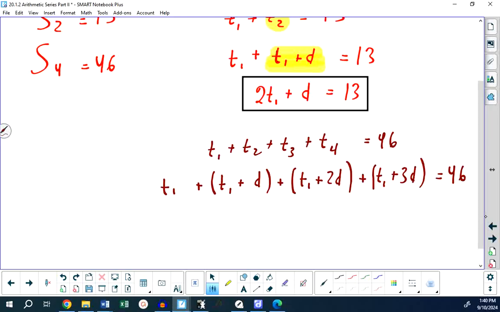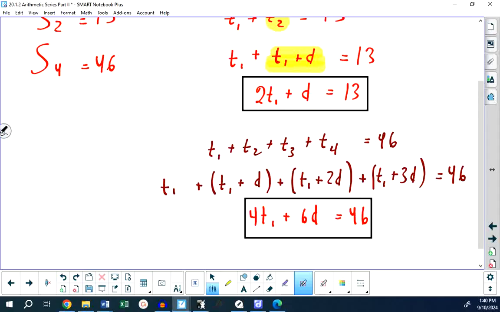Occasionally in high school math, you get a type of problem that has no necessarily direct approach. You just have to attack it with a series of strategies. And this is one of them. So my second equation becomes, let's count the T1s. 1, 2, 3, 4 T1 plus how many common differences? 2, 3, 6 common differences is equal to 46. You with me? So now we have a system of equations and we can solve this.